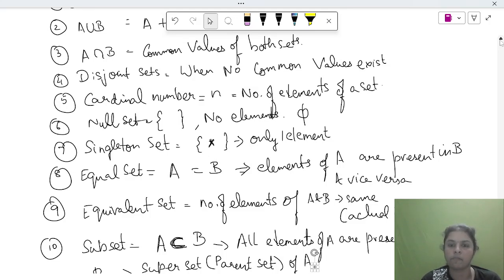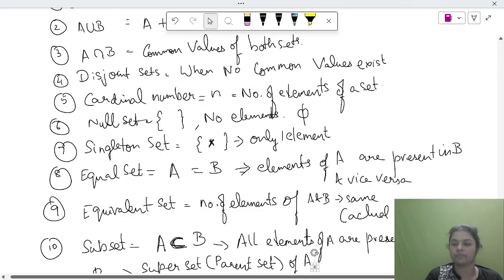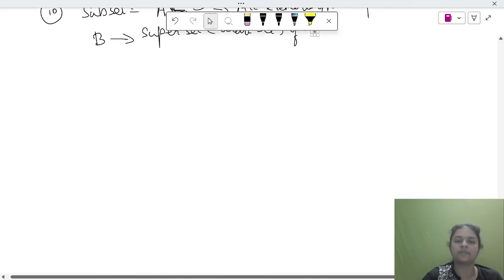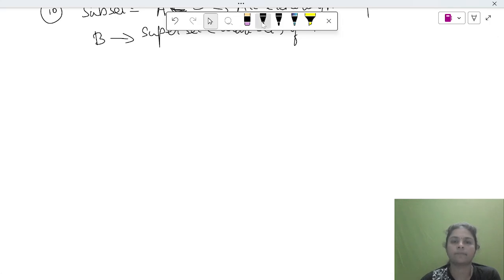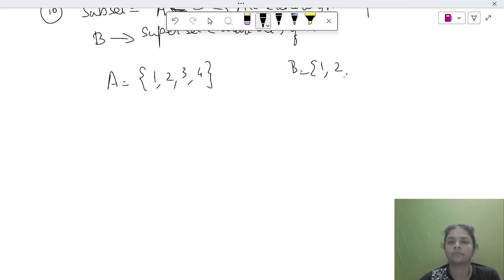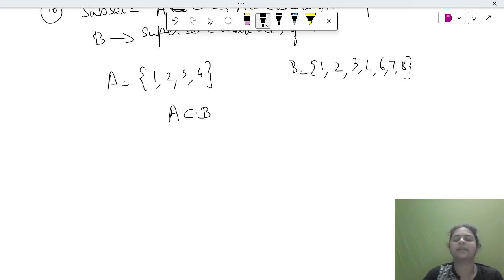Ma'am, can you give one example for subset? Okay, let me give you an example of subset. If A is given as 1, 2, 3, 4, and B contains A's elements, then in this case all the elements of A are present in B. Correct? So A is called a proper subset of B. Is it clear? Yes, ma'am.